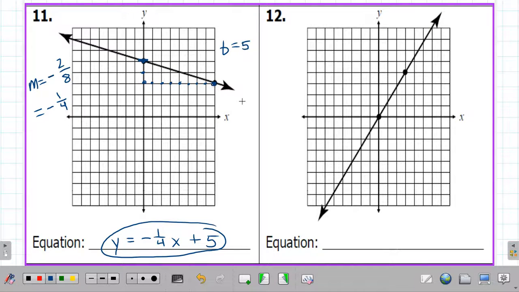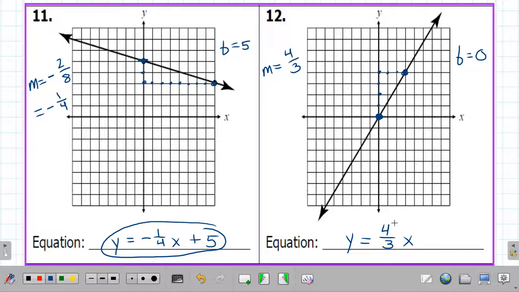Number 12, this one's super easy in the y-intercept department because it's crossing right here at the origin, which means that's where y is equal to 0. So my y-intercept is 0. What's my slope? I'm going from there to there. So I go up 1, 2, 3, 4, and I go to the right 1, 2, 3. So it's 4 over 3. I can't simplify that. Plus, I know it's positive, so that's good to go. So it's just a matter of y is equal to 4/3 x.